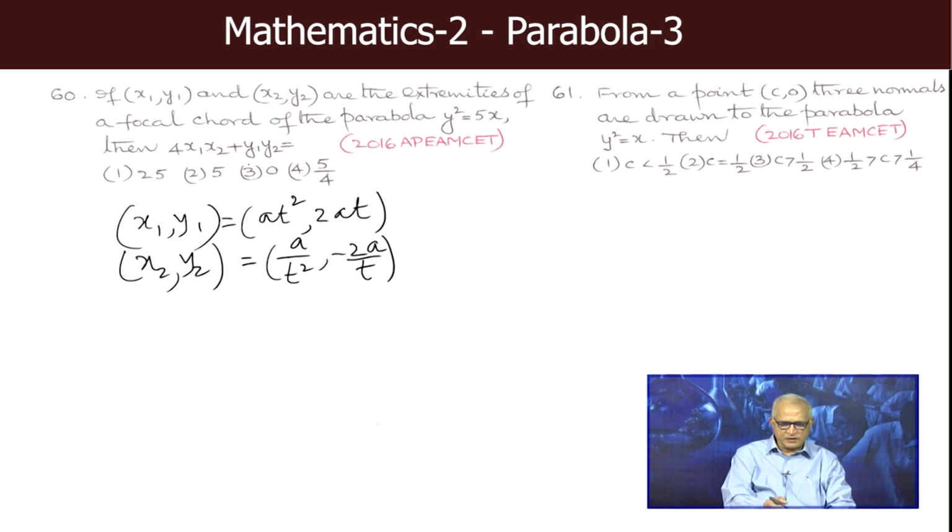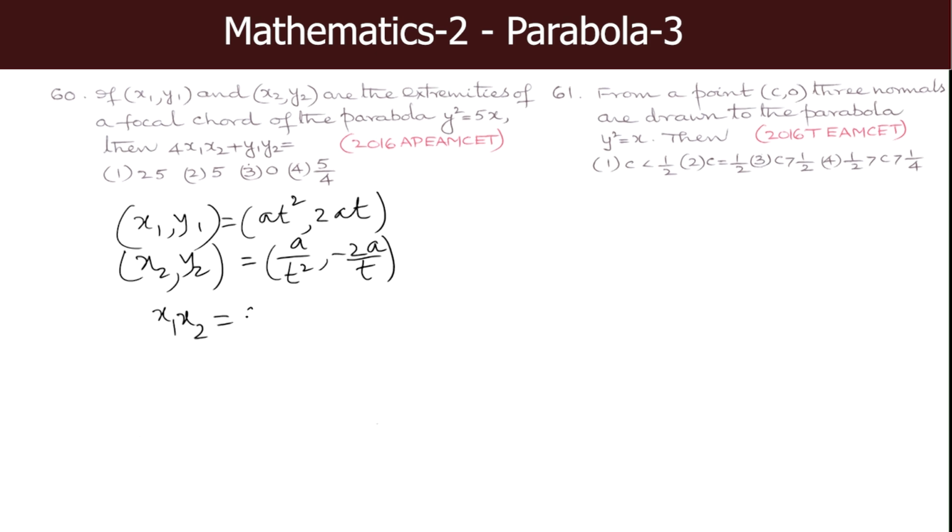Therefore, what is x1x2? a². And what is y1y2? −4a². So, what is 4x1x2? That is 4a², plus y1y2, −4a², that is equal to 0. A simple question in the EAPCET paper of 2016, AP EAPCET.